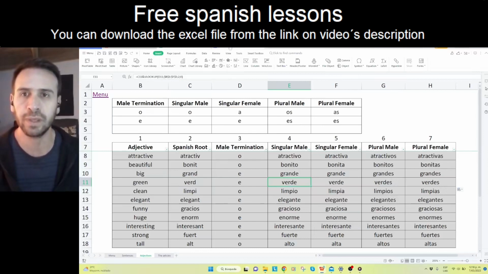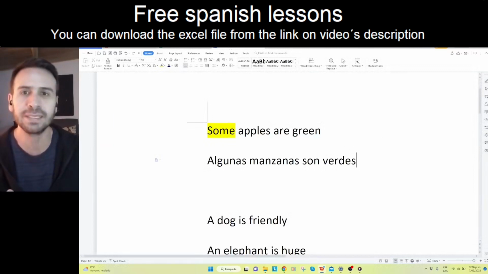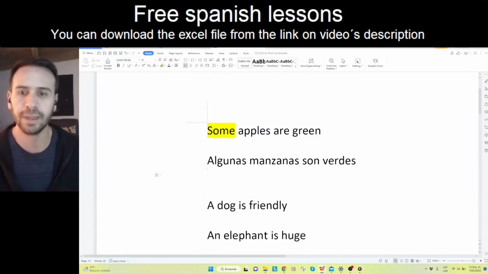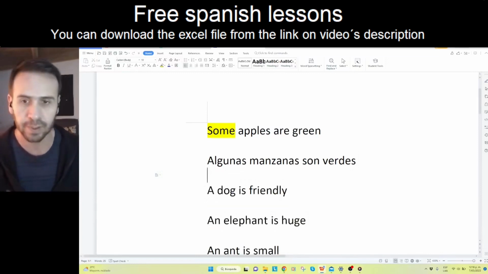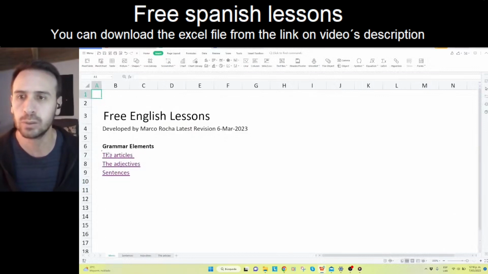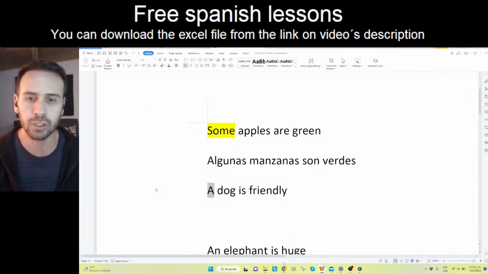So continuing with our exercise, you write down here verdes. Algunas manzanas son verdes. Let's do the same with a dog is friendly. So let's begin. The article A, let's go to articles and find out that A or AN can be replaced with un or una depending on the gender of the noun. So let's find out the gender of the word dog.